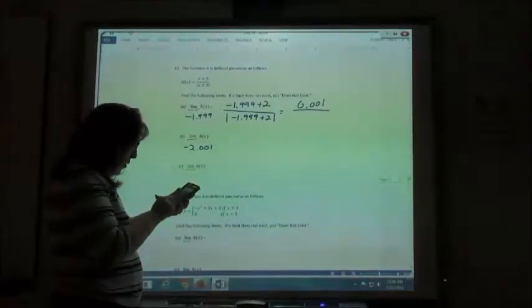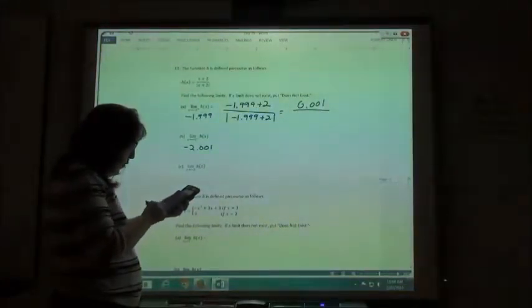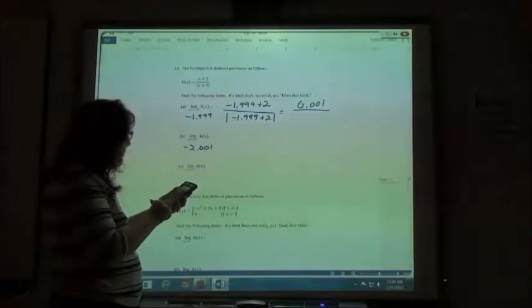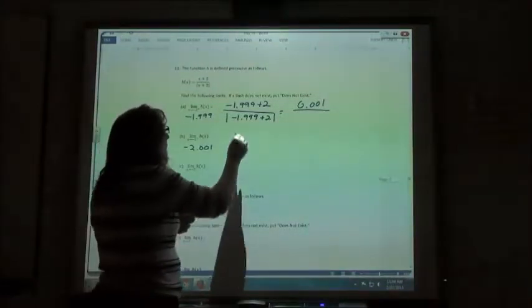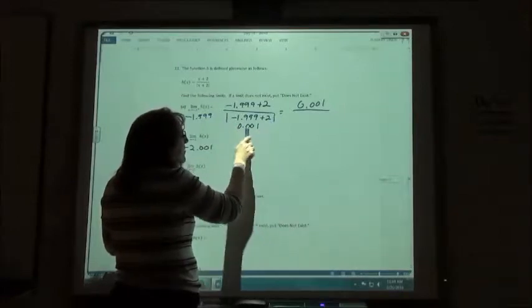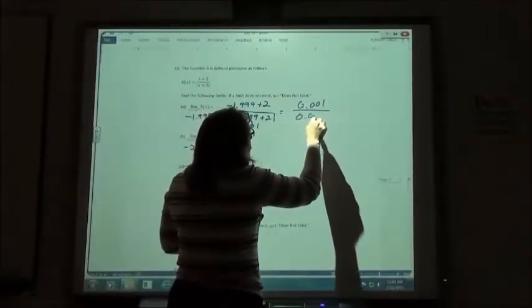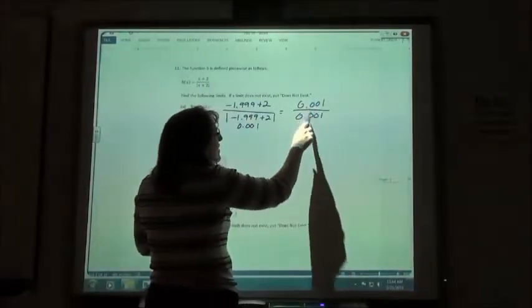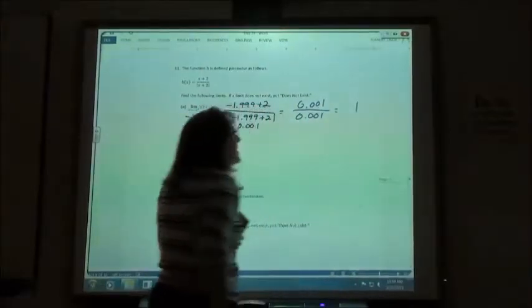If I have negative 1.999 plus 2 again, I get 0.001. Since this is positive and it's in the absolute value, it's going to stay positive. And then anything divided by itself is going to stay positive 1.